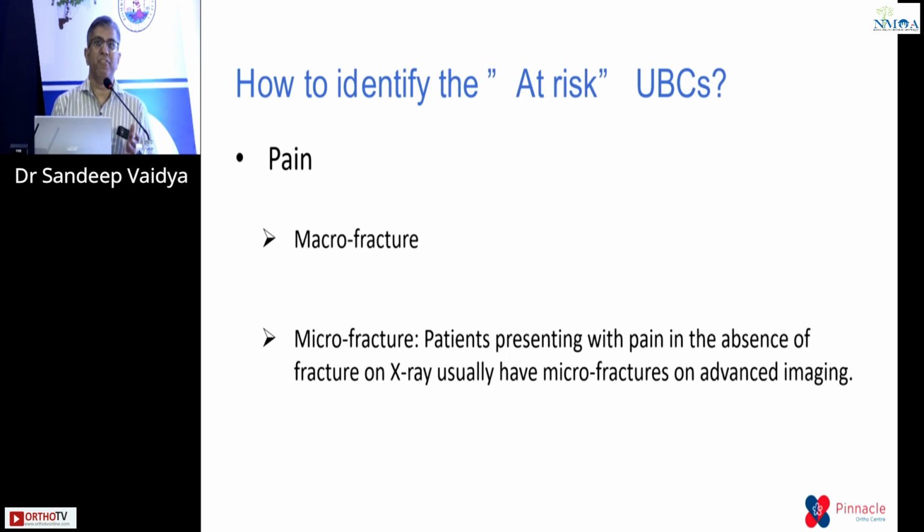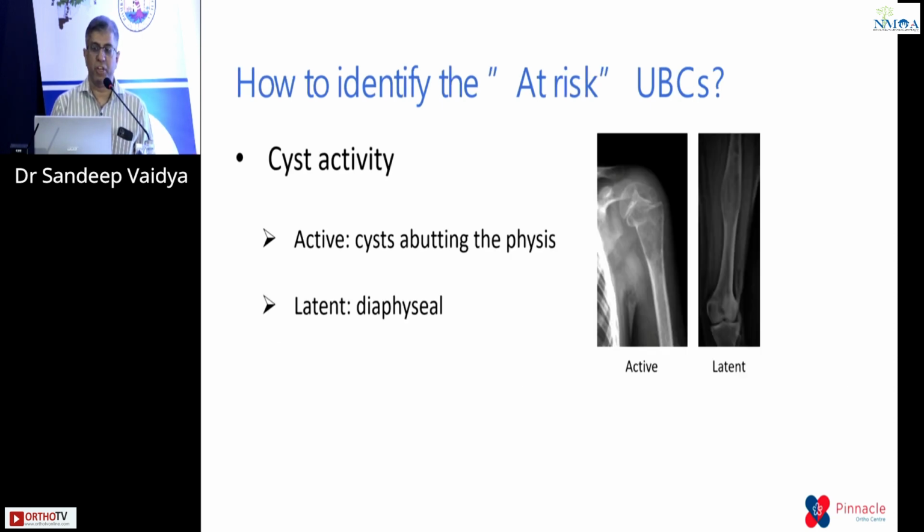Pain. Why is pain important? Because pain indicates that the child is having a fracture. Macroscopically on X-ray, you may not see a clear-cut fracture line, but if children with UBCs are having pain and you do advanced imaging, you will see that there are microfractures. Therefore, if the child is having pain, you would incline more towards surgical management.